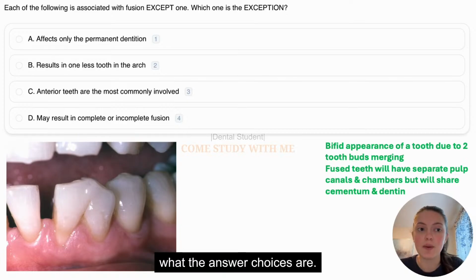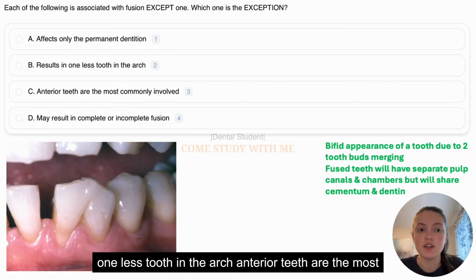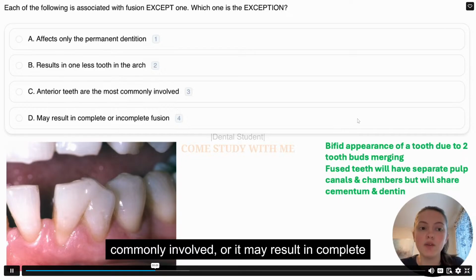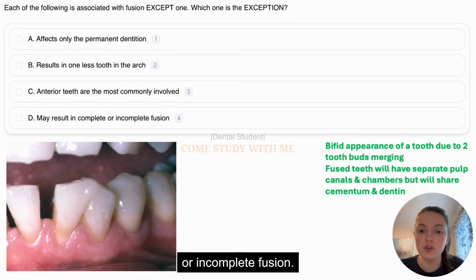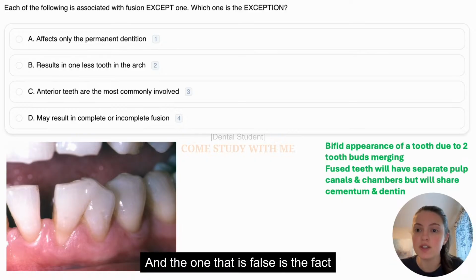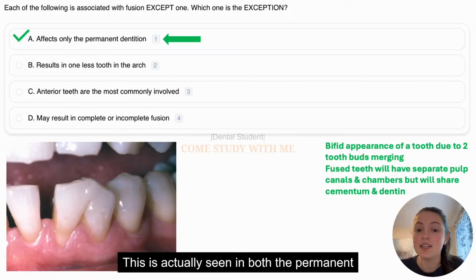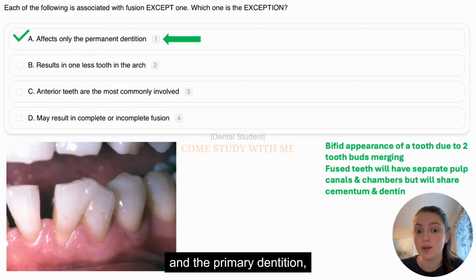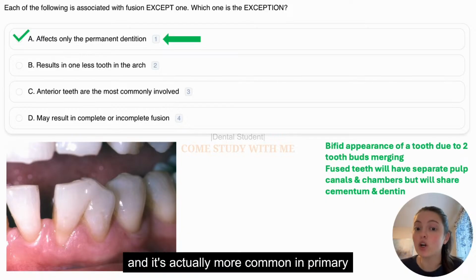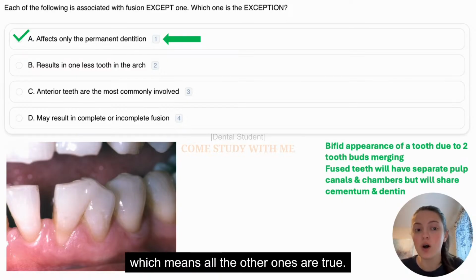Now let's go ahead and just talk about what the answer choices are. It either affects only the permanent dentition, results in one less tooth in the arch, anterior teeth are the most commonly involved, or it may result in complete or incomplete fusion. Now, 3 of these are true and 1 is false. And the one that is false is the fact that this affects only the permanent dentition. This is actually seen in both the permanent and the primary dentition, and it's actually more common in primary teeth than in permanent teeth. So that answer is definitely wrong, which means all the other ones are true.